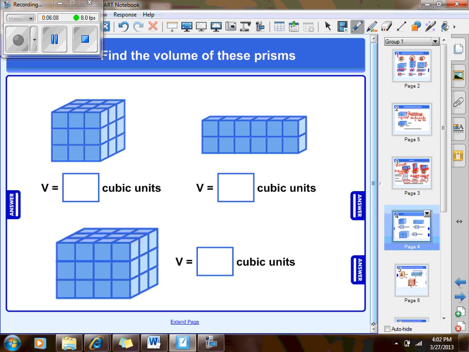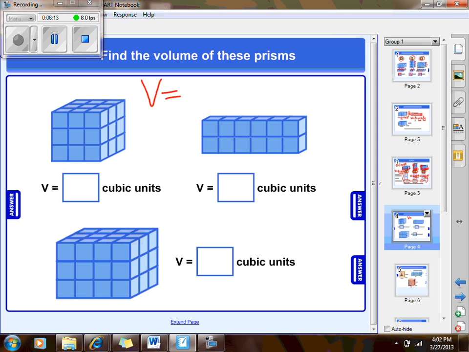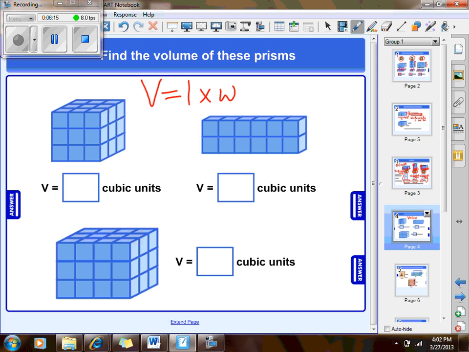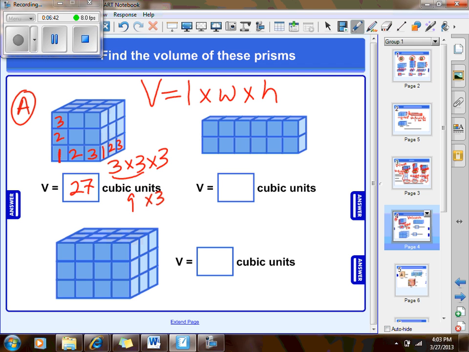Okay, welcome back. I'm going to go through them quickly. Remember, volume equals length times width times height. So I'll start with prism A. My length is 1, 2, 3. My width is 1, 2, 3. My height is 1, 2, 3. So I'm looking at 3 times 3 times 3. 3 times 3 is 9, times 3 is 27 cubic units.